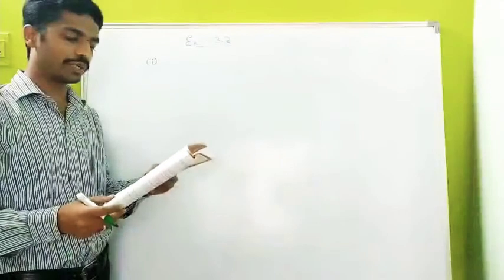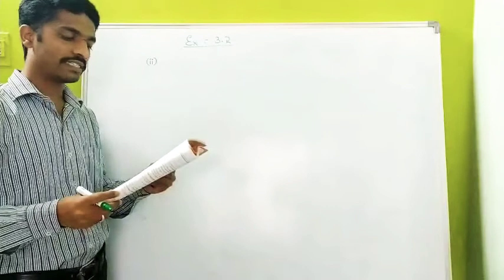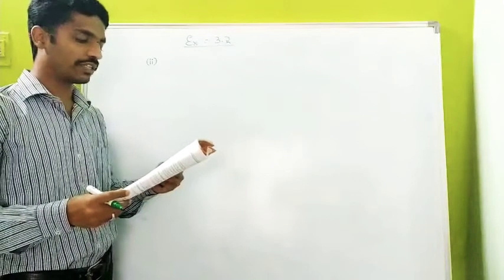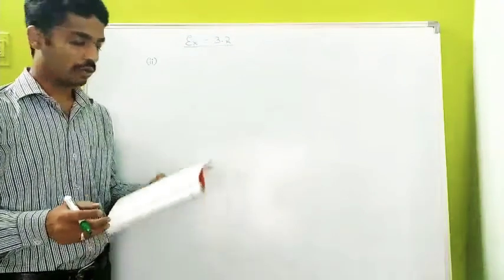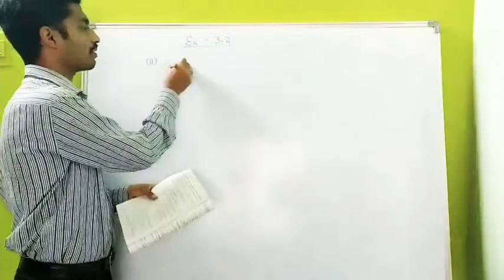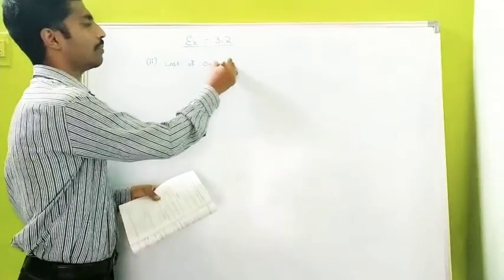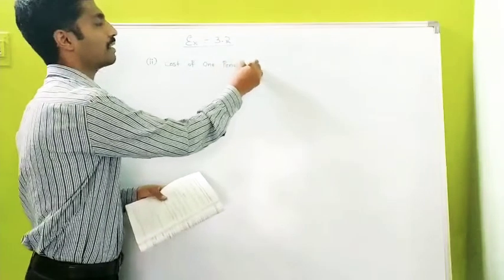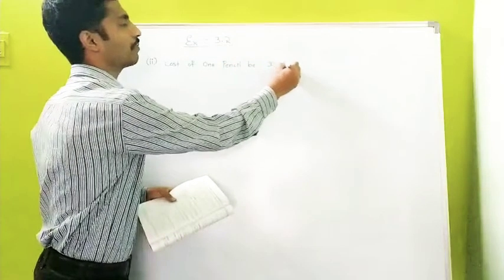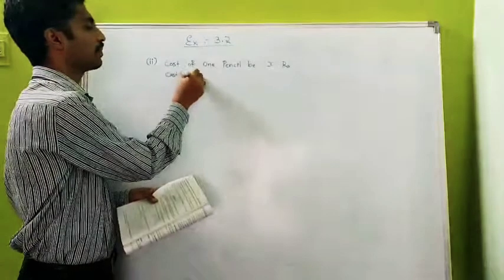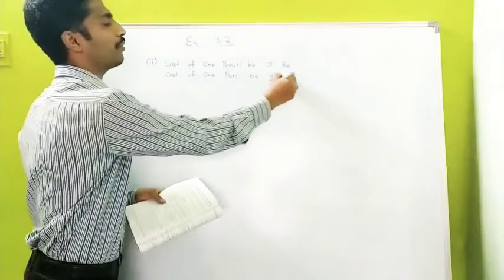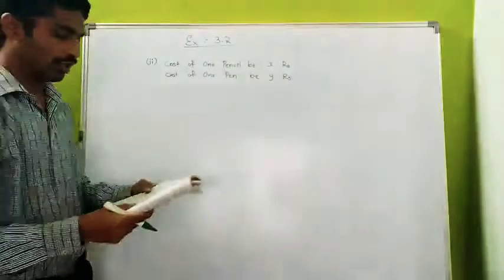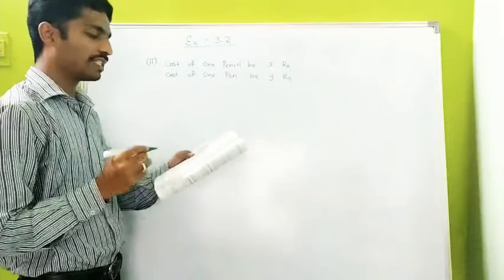The second question: 5 pencils and 7 pens together cost 50 rupees, whereas 7 pencils and 5 pens together cost 46 rupees. Find the cost of 1 pencil and that of 1 pen. Let the cost of 1 pencil be x rupees, and the cost of 1 pen be y rupees.